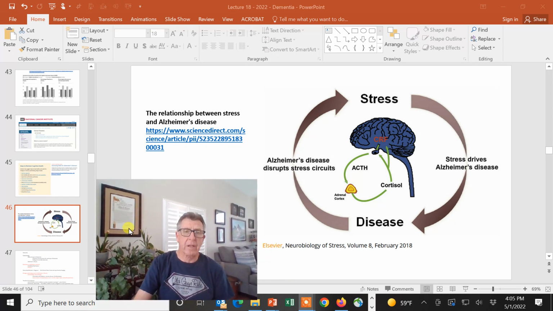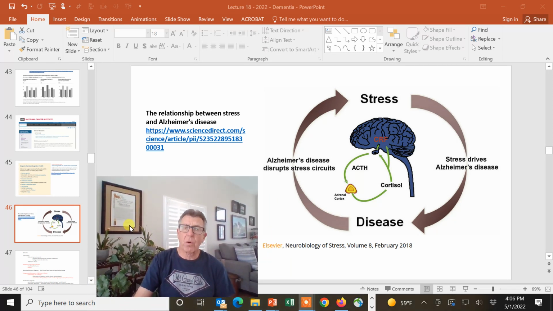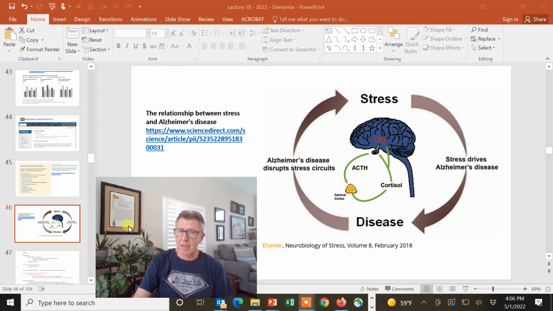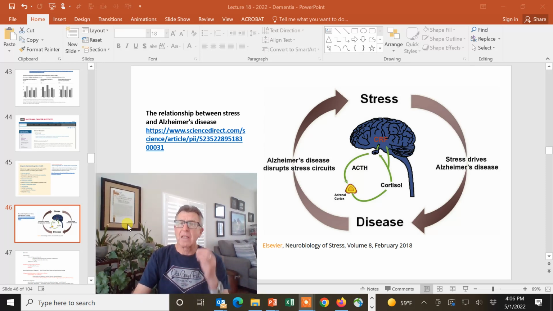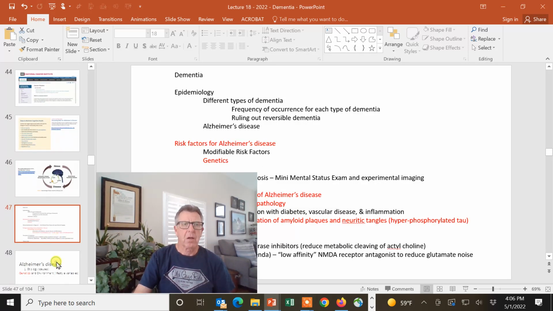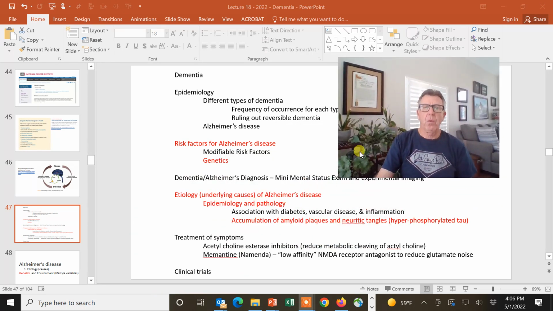We talked about this early on. Elevated cortisol causes diabetes. Elevated cortisol causes degeneration in the hippocampus and the prefrontal cortex. We went over that earlier in class. Awesome. Alrighty, let's continue on. So we looked at these kind of epidemiology, some of the modifiable risk factors.